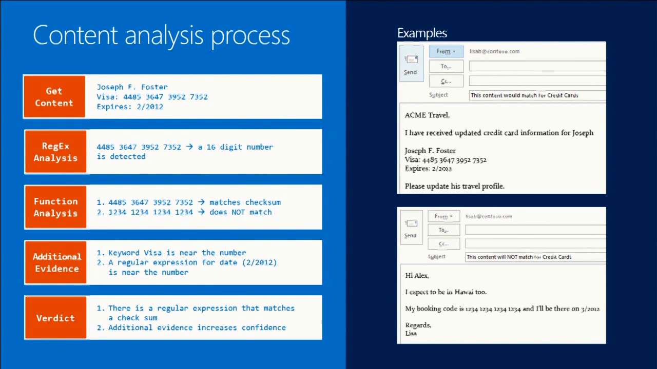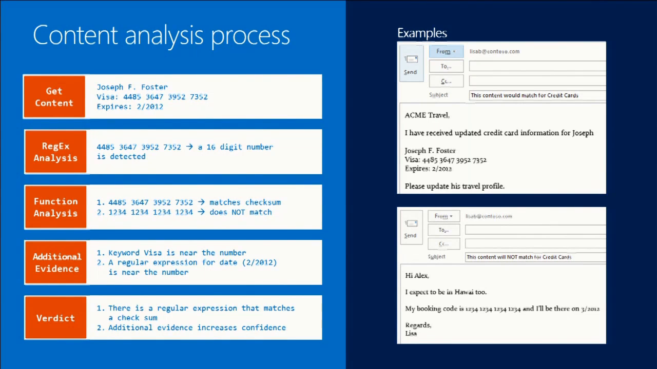At the end of the day, you have the verdict on the bottom. We've talked about that in the credit card example. We do use the checksum. Of the two examples on the right, the first one is a credit card and would hit, and you can see by the subject line that this content would match for credit cards. The content on the bottom happens to be someone's booking code. Obviously, we've created this example, but there are plenty, and you can probably think of your own business.